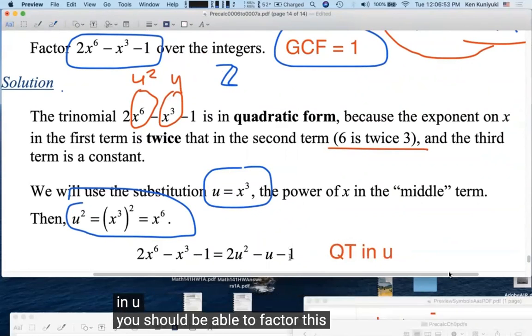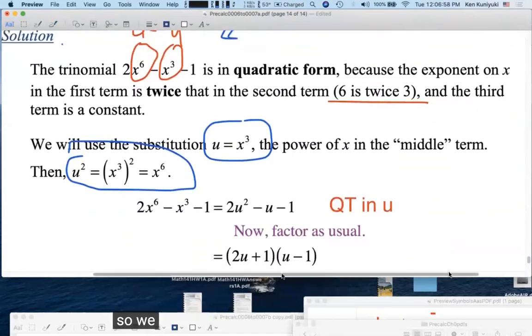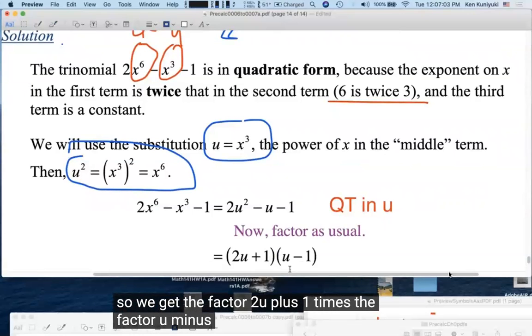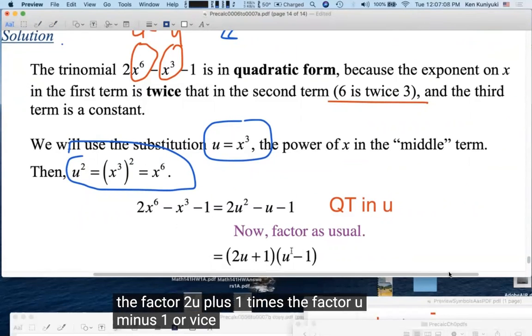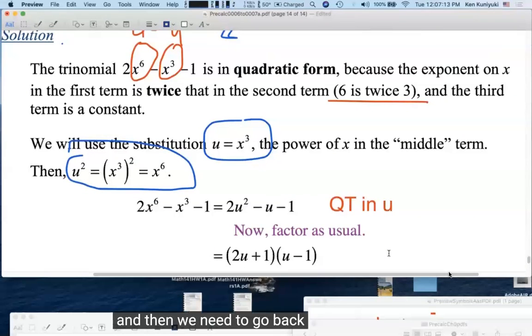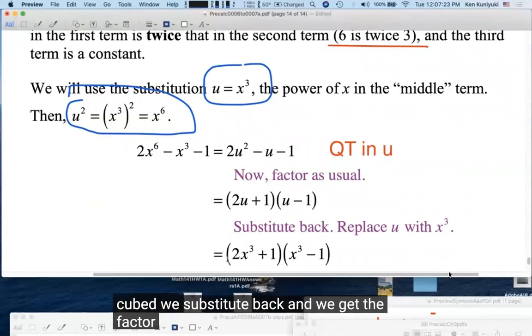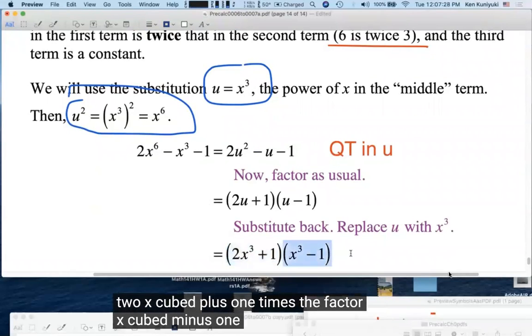You should be able to factor this old school. So we get the factor 2u plus 1 times the factor u minus 1, or vice versa. And then we need to go back to x. So u goes back to x cubed. We substitute back, and we get the factor 2x cubed plus 1 times the factor x cubed minus 1.